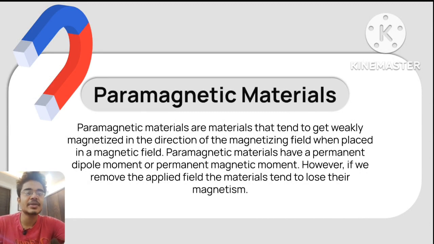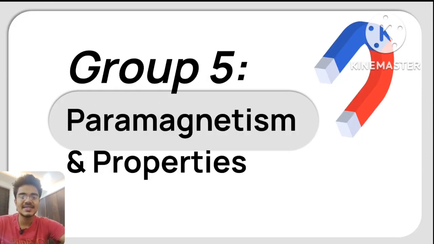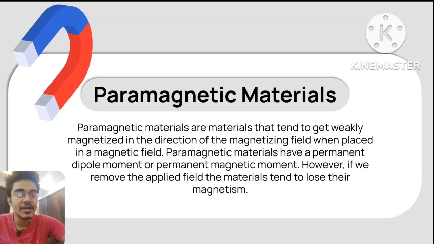What are ferromagnetic materials? I am Om from ECS branch. Ferromagnetic materials are materials that tend to get weakly magnetized in the direction of the magnetizing field when placed in a magnetic field. Ferromagnetic materials have a permanent dipole moment or permanent magnetic moment. However, if we remove the applied field, the materials tend to lose their magnetism.